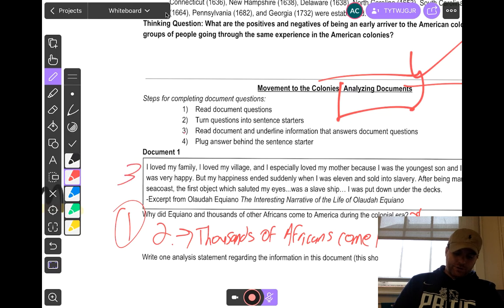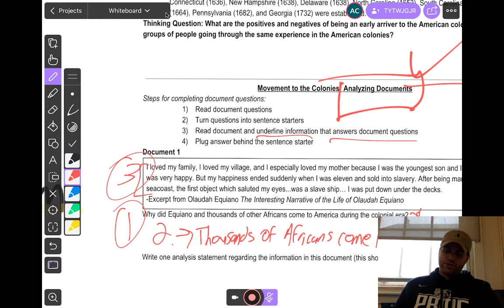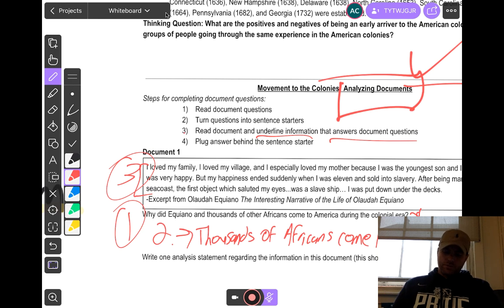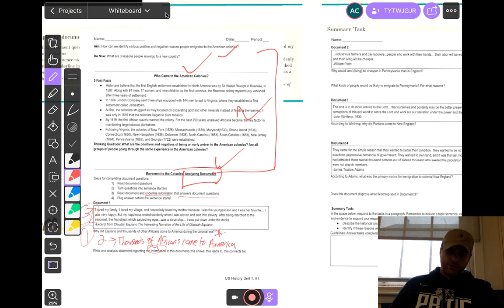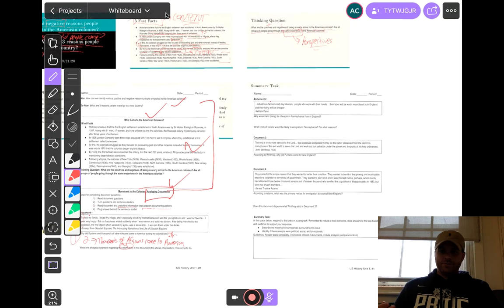That's step 3. You're going to go back to the document, so we're working from the question back to the document. You read the document and underline information that answers the question. We're trying to figure out, why are thousands of Africans coming to America? Once you find that answer, underline it in the text. The last step is plugging in your answer after your sentence starter. On the handout, you'll see document 1, document 2, document 3, and document 4. Make sure you follow all the steps listed in the instructions.